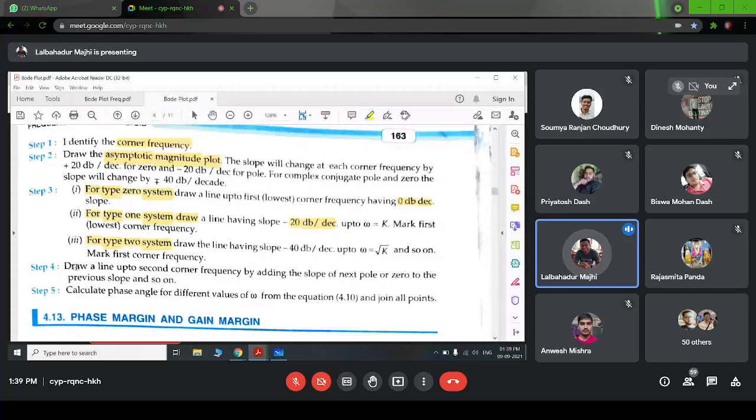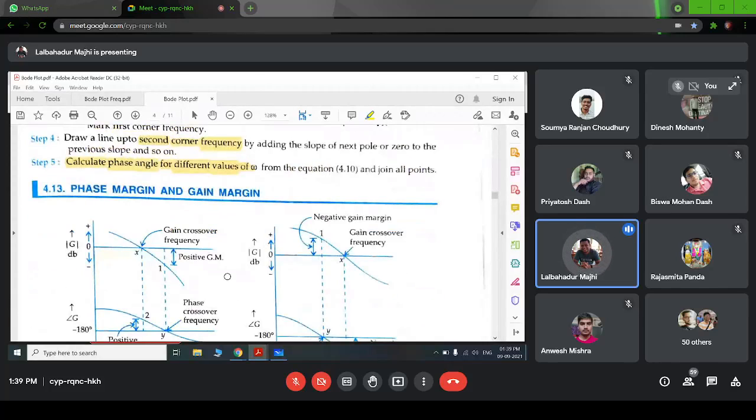And then the next step is we have to draw a line up to the second corner frequency by adding the slope of the next pole or zero to the previous slope. And then the final step is to calculate the phase angle for different values of omega, and then we have to plot the phase plot. The phase plot is not very difficult, it is very easy. We have to only focus on the magnitude plot, that is our asymptotic magnitude plot.